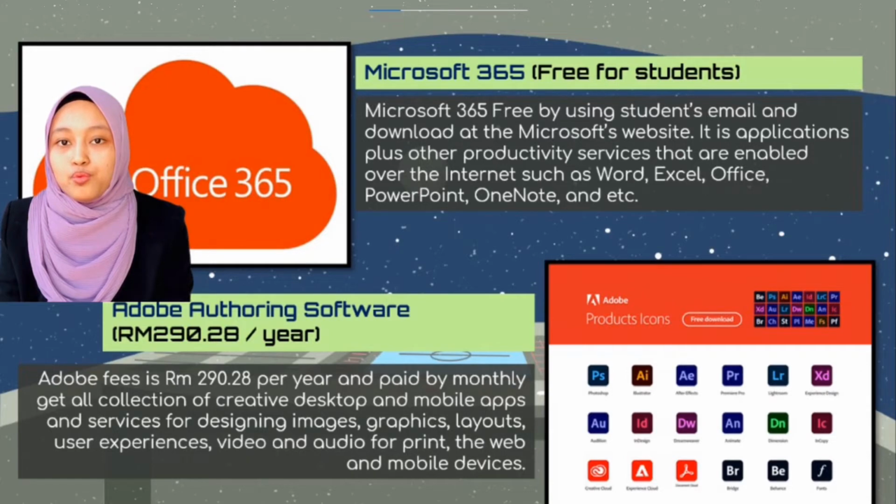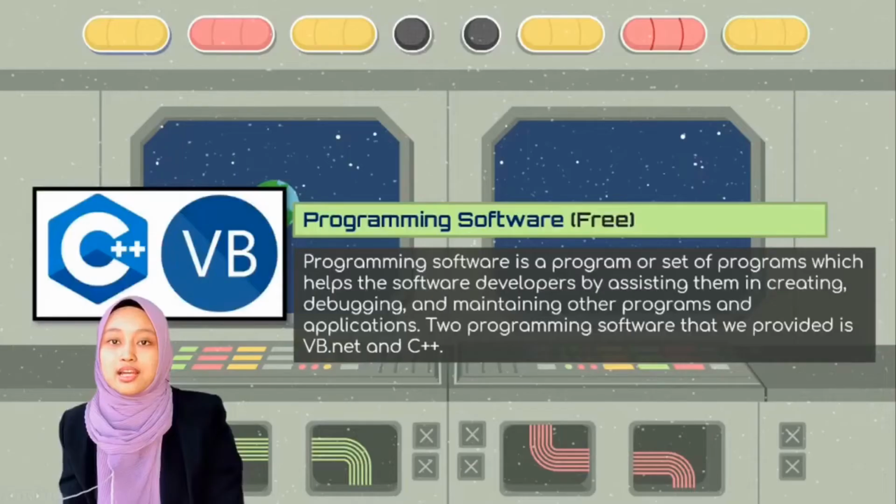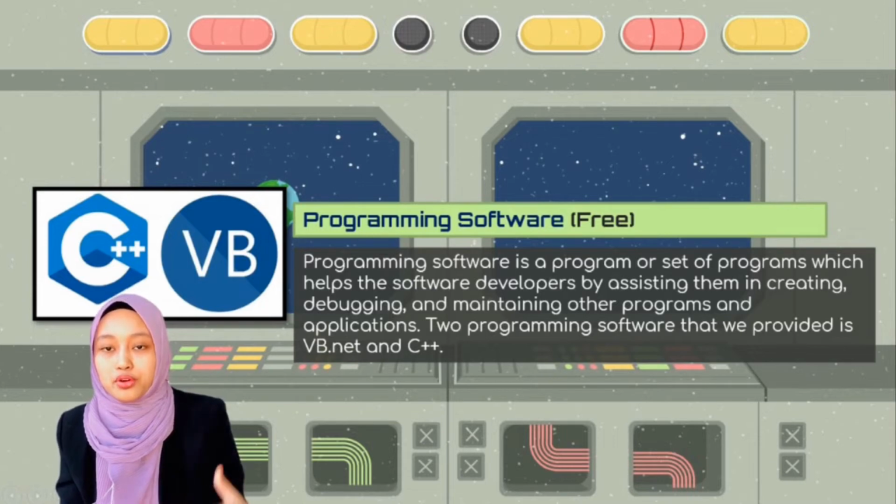Adobe fee is RM290.28 per year and can be paid bi-monthly to get the whole collection of creative desktop and mobile apps. The services for designing, image, graphic, and layout can also be obtained from Adobe. The software that we apply is programming software. This is a program or set of programs which help software developers by assisting them in creating, debugging, and maintaining other programs and applications. The 2 programming software that we apply are VB.NET and C++.